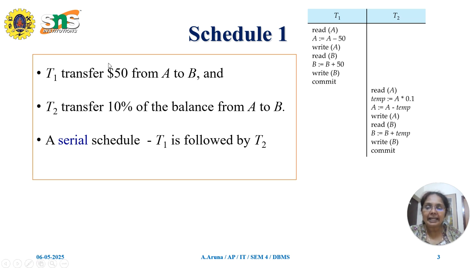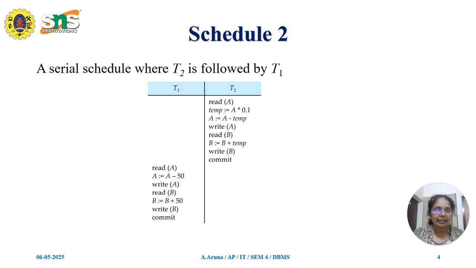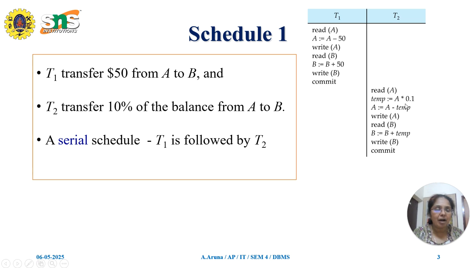Here T1 transfers $50 from account A to account B. After completing transaction 1, that is, after executing the commit statement, it leaves the resource to another transaction. In transaction 1, the amount is debited from account A and credited to account B. In transaction 2, 10% of the balance amount available is transferred from account A to account B. So this schedule is executed as T1 followed by T2.